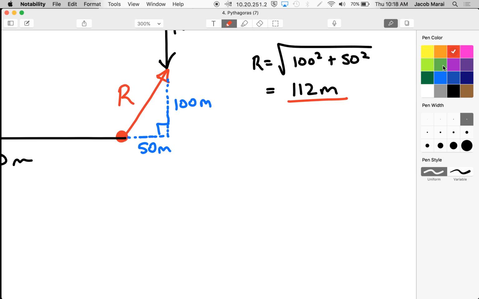And then next, we could find this angle here, we could find theta. Theta equals the arctan of opposite, which is 100, over adjacent, which is 50. And we get an angle of 63.4 degrees.